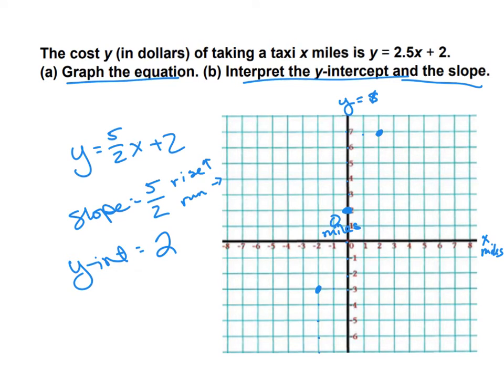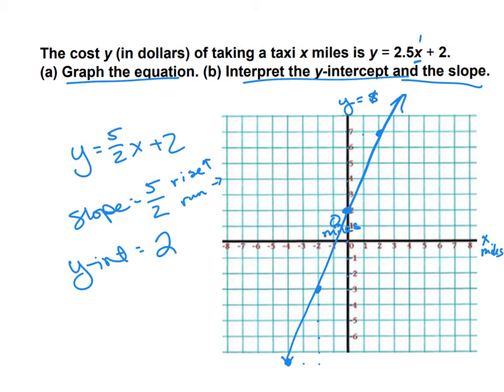1, 2, 3, 4, 5, 1, 2 would be down, way down here. So there's our line. Now, what does our slope mean? Our slope means that we're going up 2.5 every 2, or 5 every 2 miles. So basically that means every 2 miles we go, it's costing us another $5.